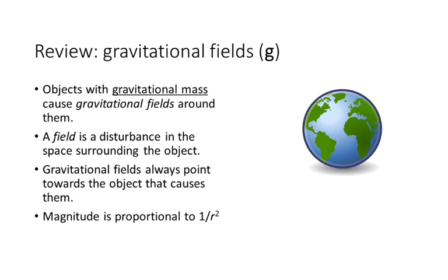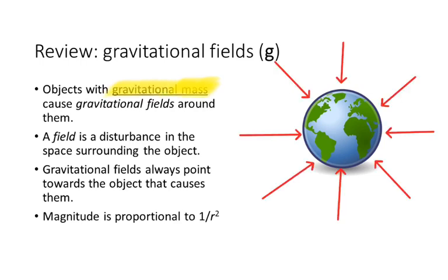In this video we are going to discuss electric fields at the level that you need to know for AP Physics 2. Before we get into anything new, let's review some stuff from AP Physics 1, which is the gravitational field. Remember that objects with gravitational mass, which is basically all objects, cause a gravitational field around them. And a field is simply a disturbance in the space surrounding the object. The bigger the mass, the bigger the disturbance, the bigger the field. Gravitational fields always point towards the object that causes them.